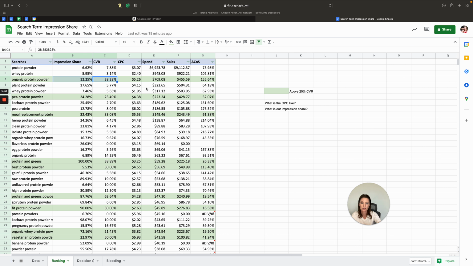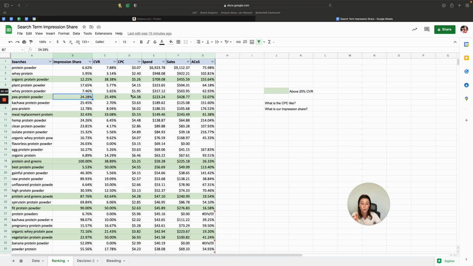So this is one of the first filters I like looking at because it just really is insightful. You can see for some of these more granular ones, pea protein powder, 25% CVR, lower CPC. That's definitely one we'd want to grow market share on.